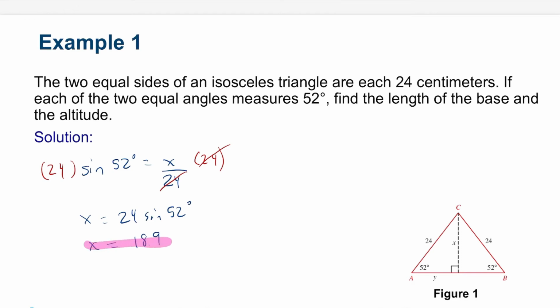And then as for our y, we can use adjacent over hypotenuse, so that would be cosine. So cosine of 52 degrees is adjacent over hypotenuse, and then the same technique would apply here. Multiply both sides by 24. That will isolate the y. Y will equal 24 times cosine of 52, which is 18.9.